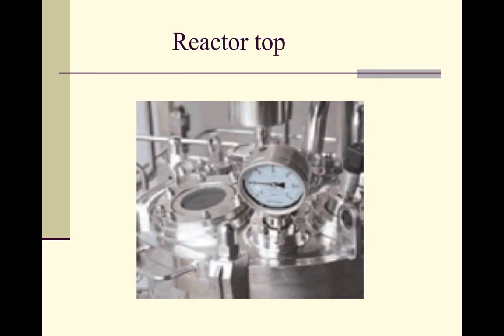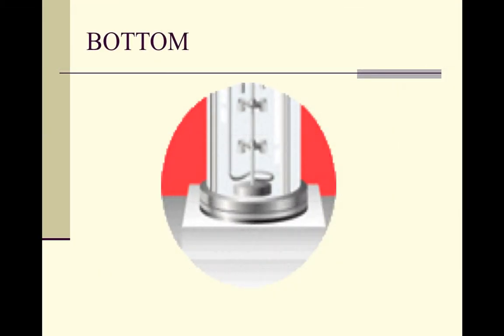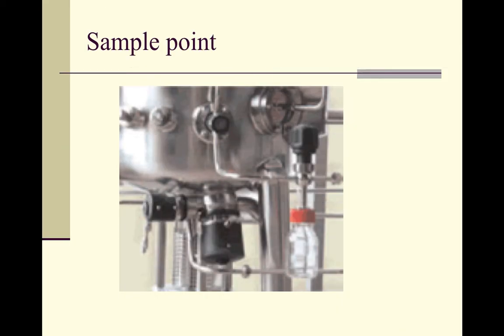The top of the fermenter usually has a lot of gauges for checking the air pressure. It has a lot of other things attached, such as the condenser to take care of the volume of the medium so that it doesn't lower because of evaporation. This is the impeller blade that I was talking of.